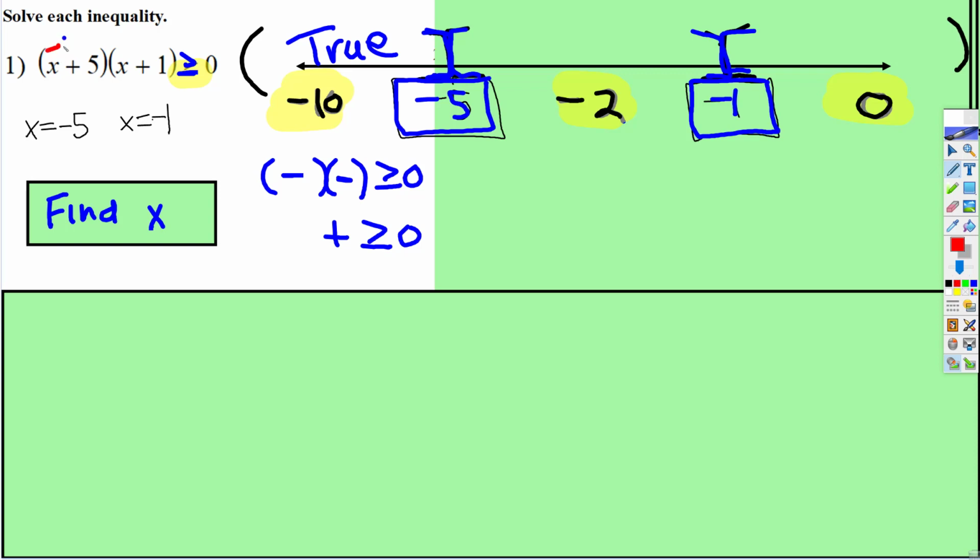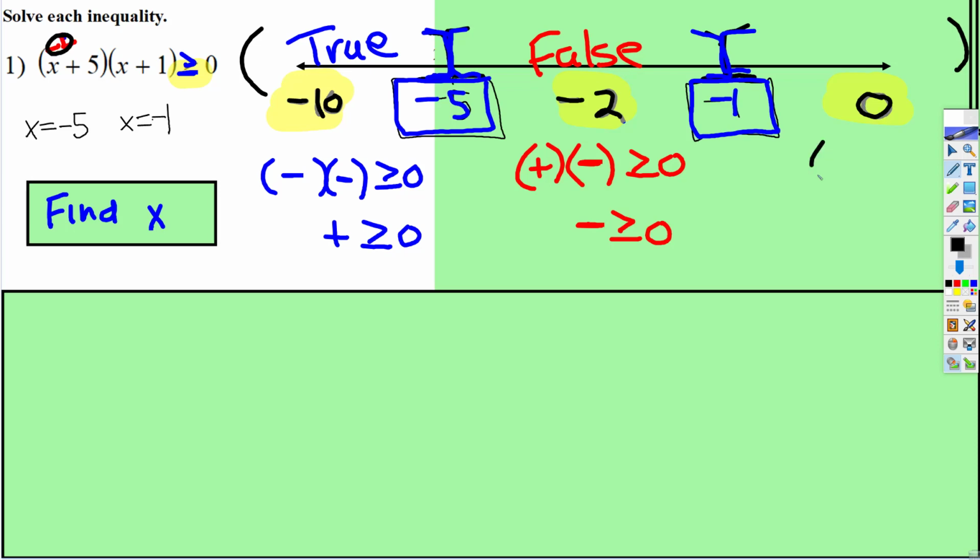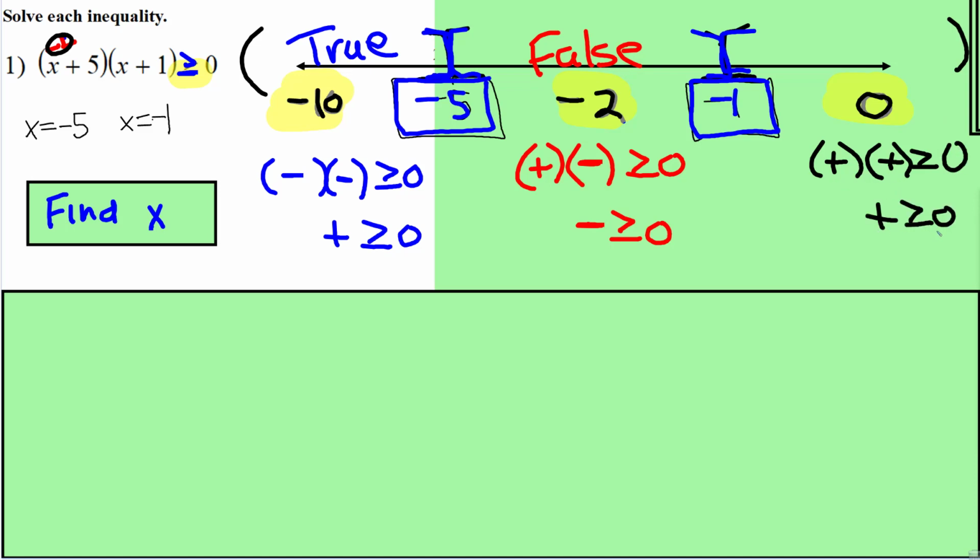Well, -2 plus 5 is a positive number. -2 plus 1 is a negative number. A positive times a negative is a negative number. Is a negative number greater than or equal to 0? Well, that would be false. And then I'm going to try 0. 0 plus 5 is a positive number. 0 plus 1 is a positive number. A positive times a positive is a positive number, and a positive number is greater than or equal to 0.